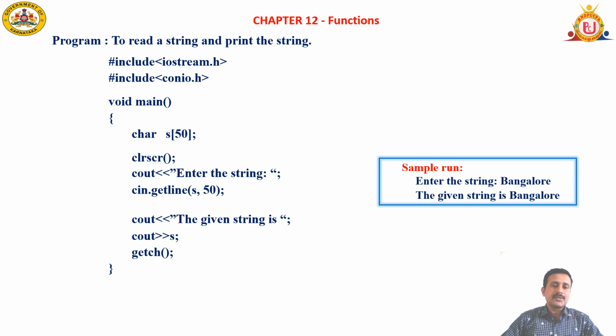clrscr will clear the screen. It will give you a message on the screen, cout, it's a console output statement. It will give you a message, enter the string. Here it is going to accept a string, a line of characters, a maximum of 50 spaces, assigned to the variable called s.